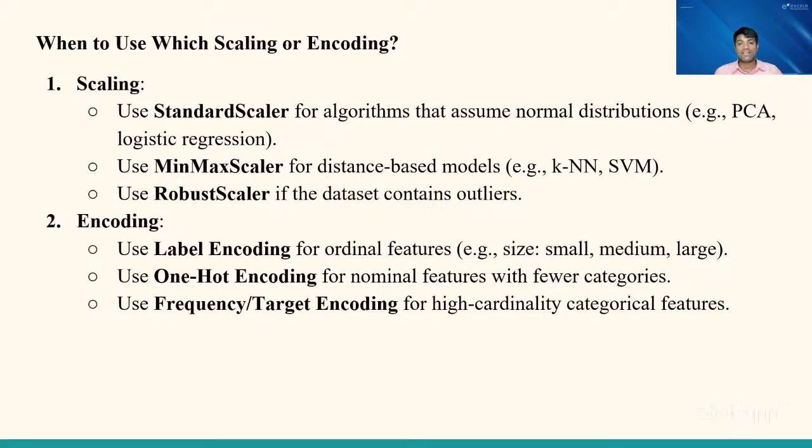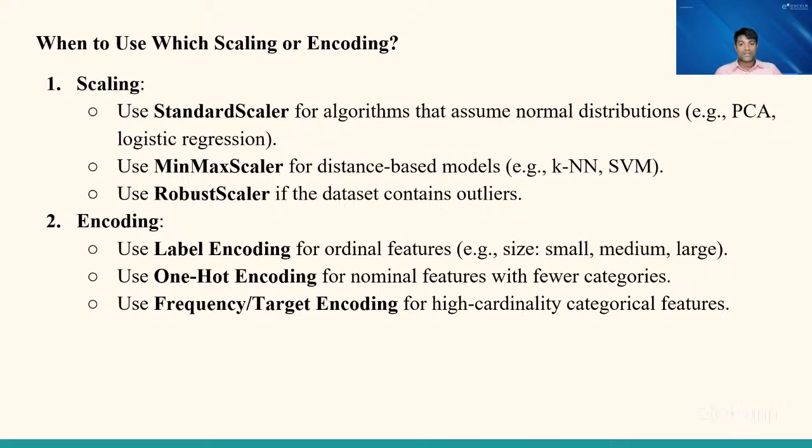Min-max scaler is used for KNN and SVM, which are distance-based methods. KNN is K nearest neighbor, and SVM is support vector machines. Robust scaler is used where the dataset contains outliers. So when the data has outliers, it is best to use the robust scaler.